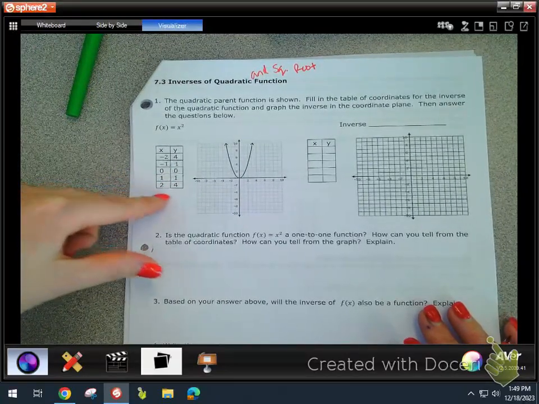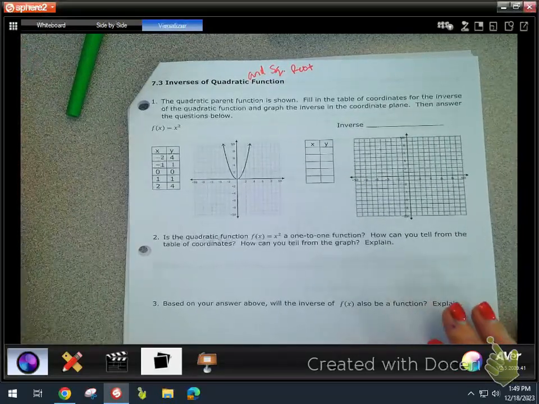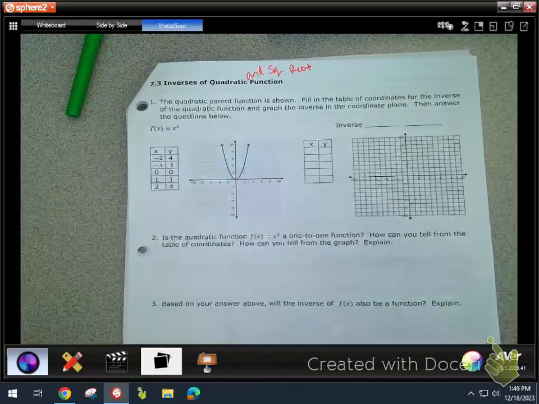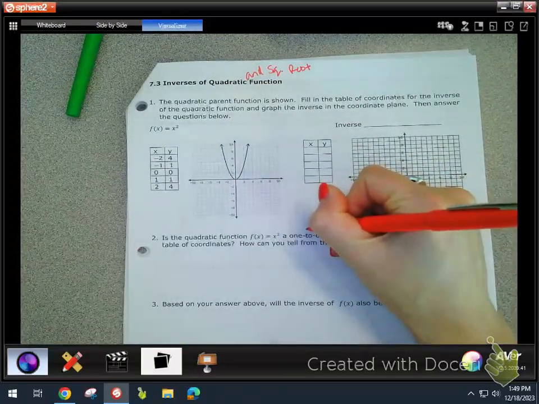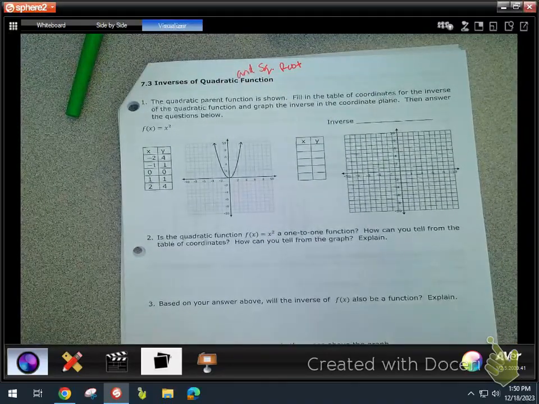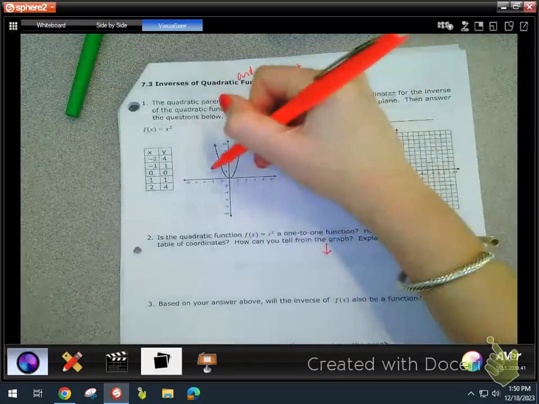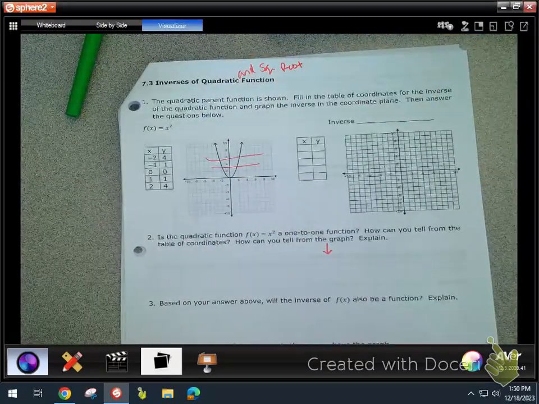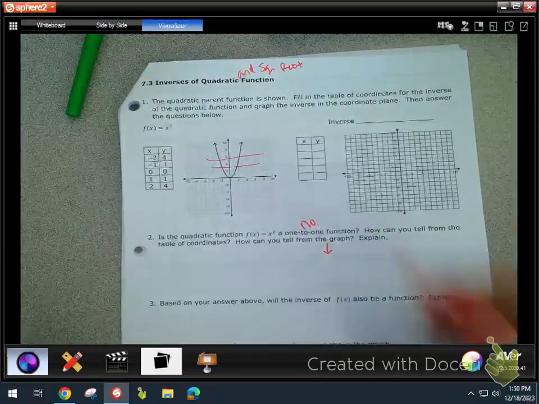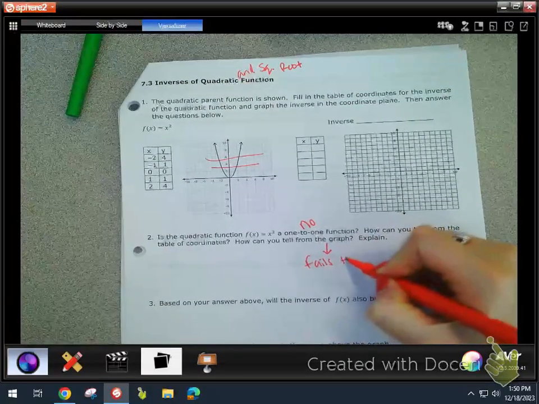So we're looking at this function right here, our parabola with the critical points (-2, 4), (-1, 1), (0, 0), (1, 1), (2, 4). So last time we talked about what it means to be a one-to-one function. Is this a one-to-one function? Yes or no? What does it mean to be a one-to-one function? Yes. It's like the horizontal line test. The horizontal line test, that's how we tell from the graph. So is this going to pass the horizontal line test? So is it one-to-one? No, it is not.